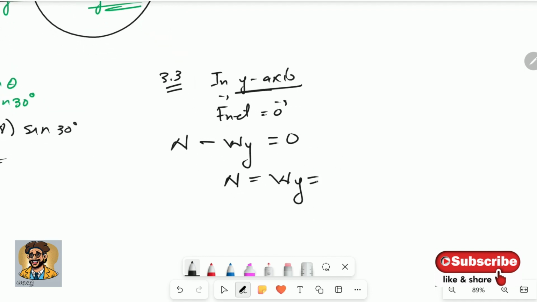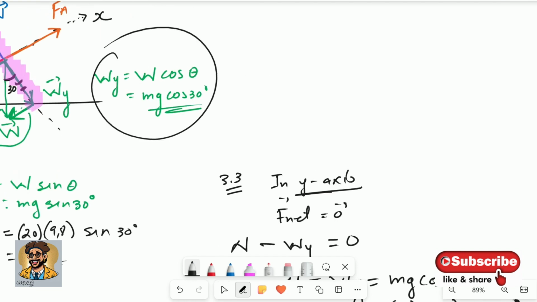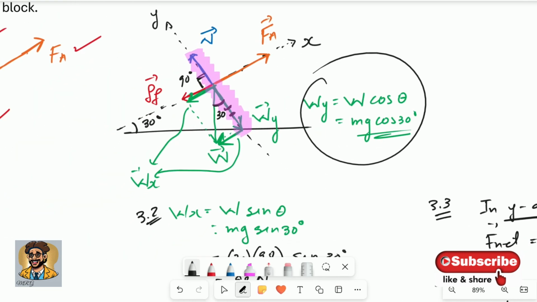This one is equal to mg multiplied by cos 30 degrees, and then substitute 20, 9.8, cos 30 degrees. How much do you get? So I got 169.74 Newton. There we go. Always the same approach. That is why the free body diagram with the axis is important. It helps you to understand the question, or to answer the question rather.